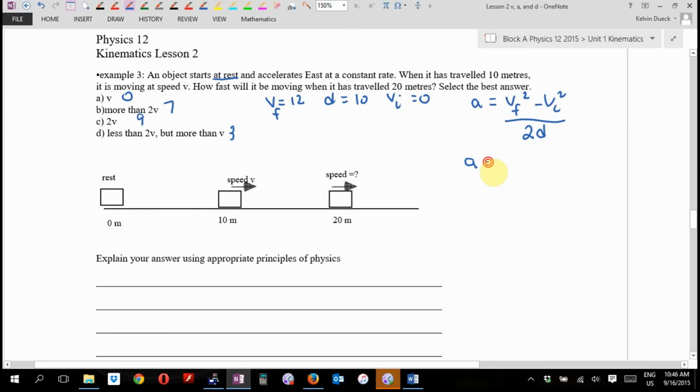Let's see, it's going to be 12 squared minus 0 squared equals 2D. Oh, 2 times 10. It's going to be 144 divided by 20, right? Which is going to be 72 divided by 10, 7.2. Yeah.